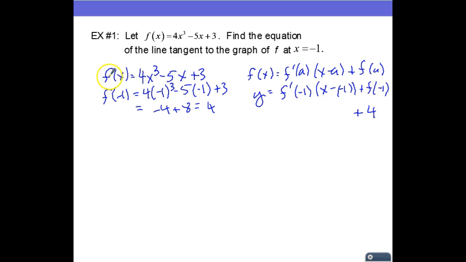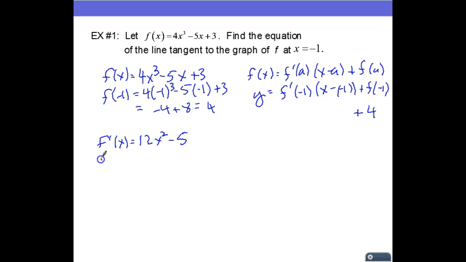Now let's see if we can go ahead and find the slope. That's going to be the derivative of f of x. So f prime of x is going to be, using the power rule here, 3 times 4 is 12 x to the second power, minus 5 times x to the 0 is just minus 5.